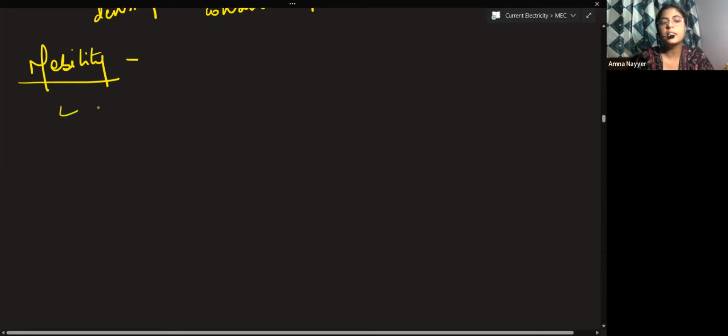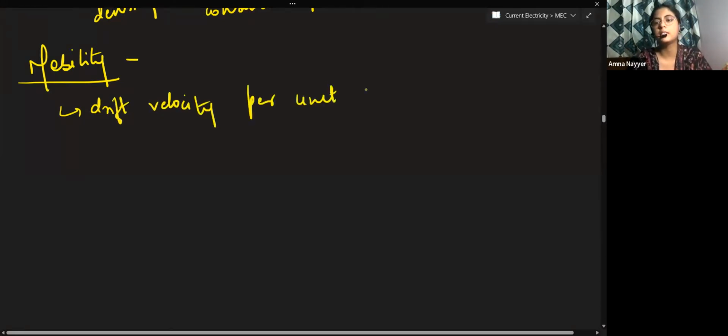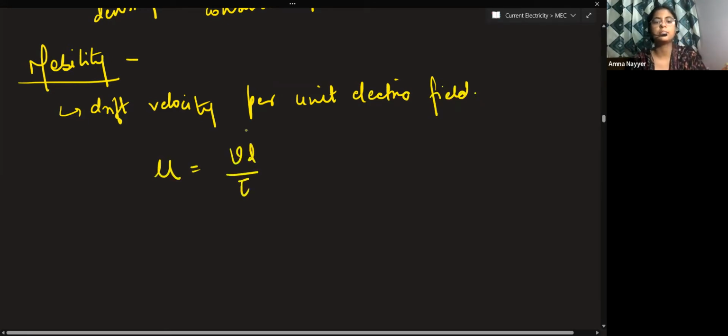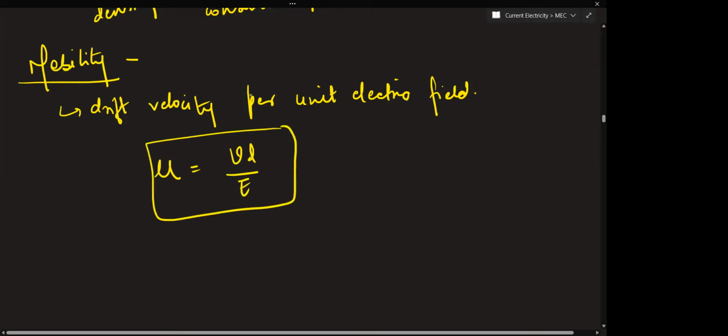Mobility is basically drift velocity per unit electric field. This is denoted through the symbol mu. This is equal to Vd divided by E. So what should be the SI unit? Just check the SI unit.